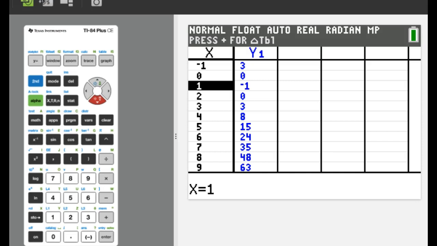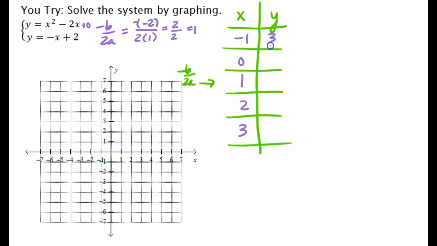And that symmetric pattern that you see, how your vertex is kind of like the oddball, and then everything else is symmetrical going away from it, that should always happen. If you find that it doesn't happen, then you're going to know you made a mistake somewhere. So I'm going to copy these numbers down. So 3, 0, negative 1, 0, 3. And that's going to be enough. That's all I need to graph my top equation.